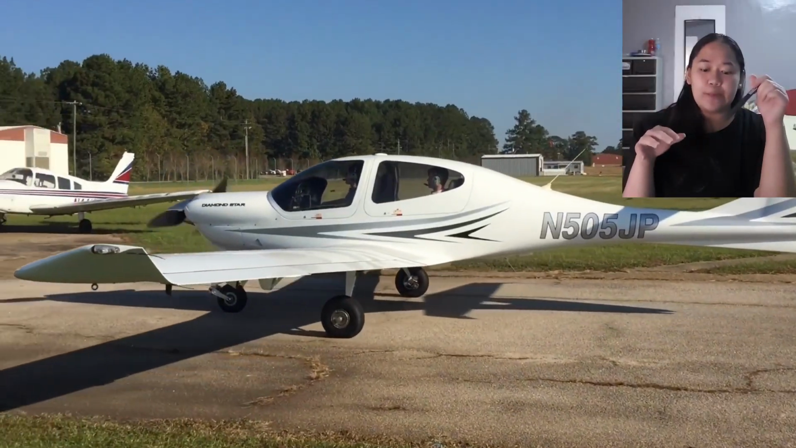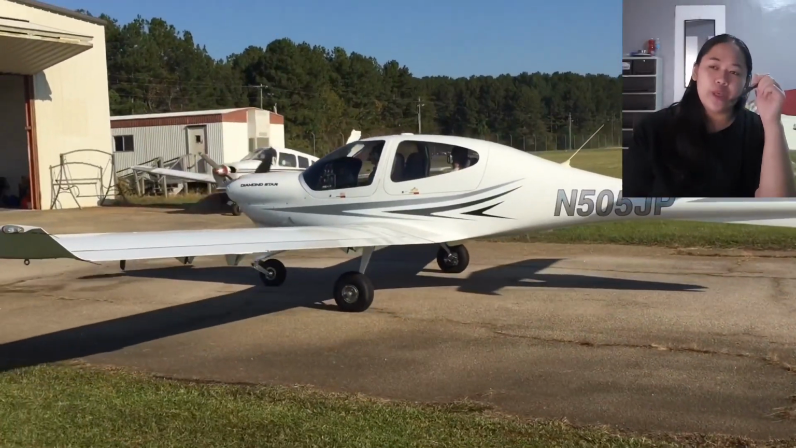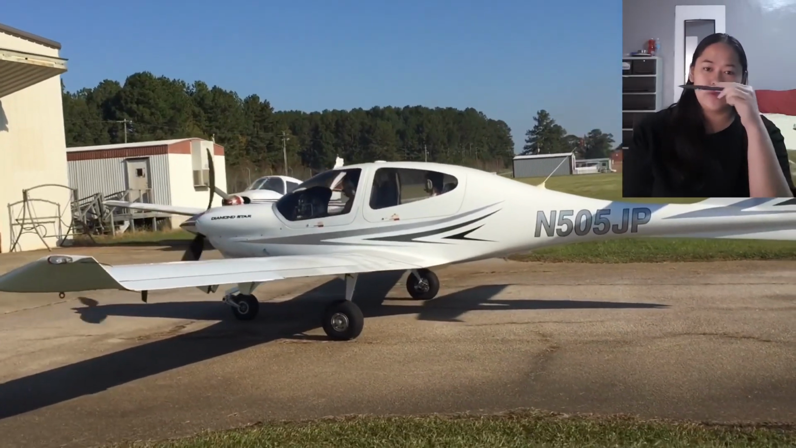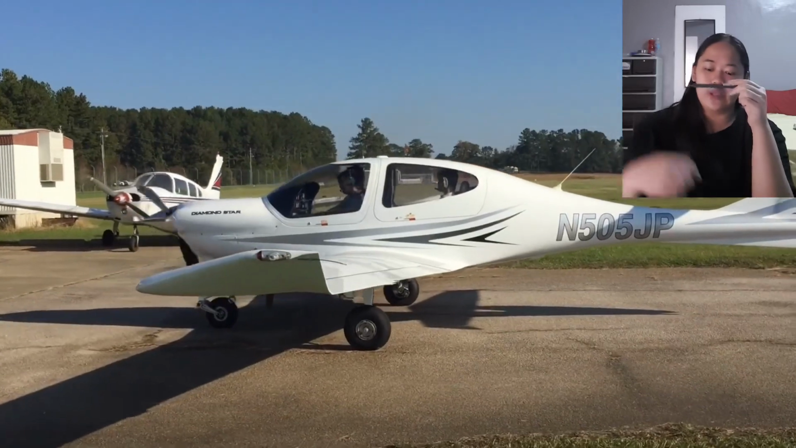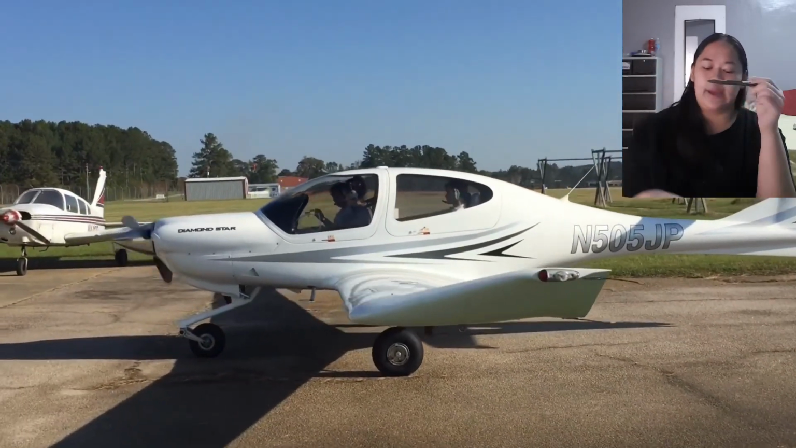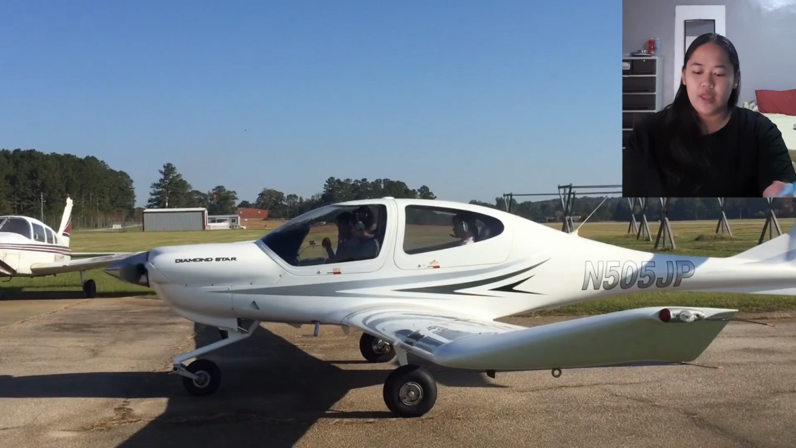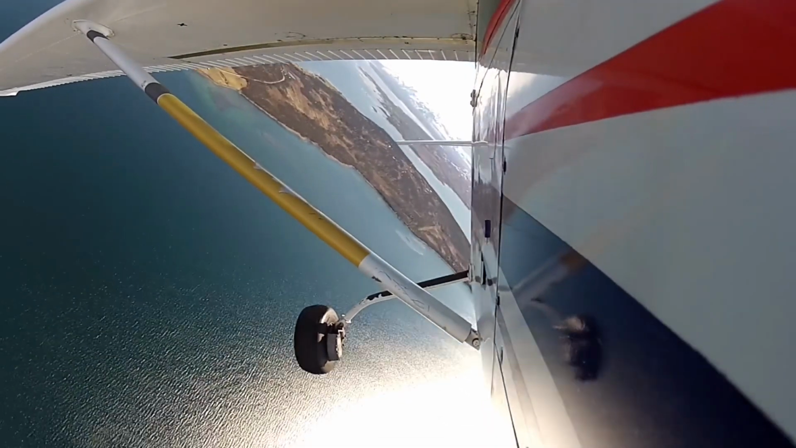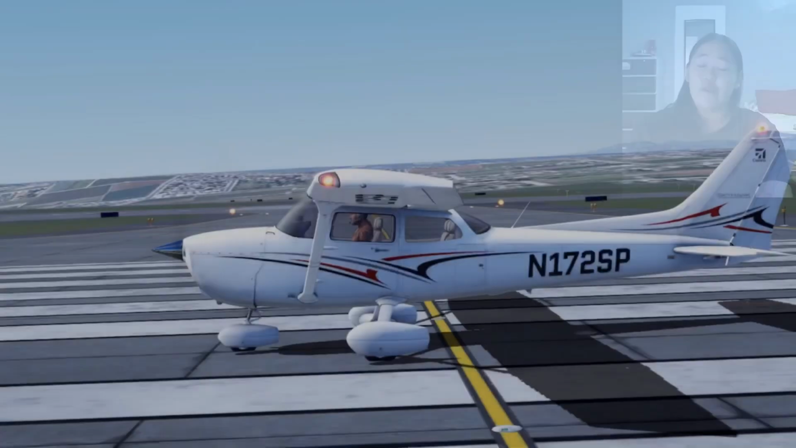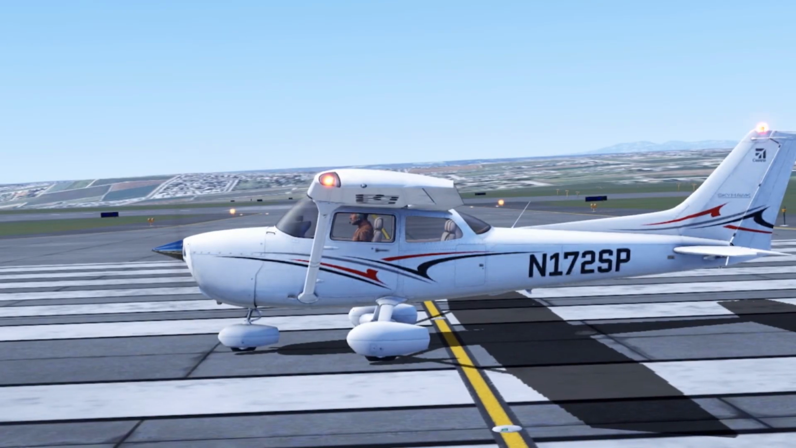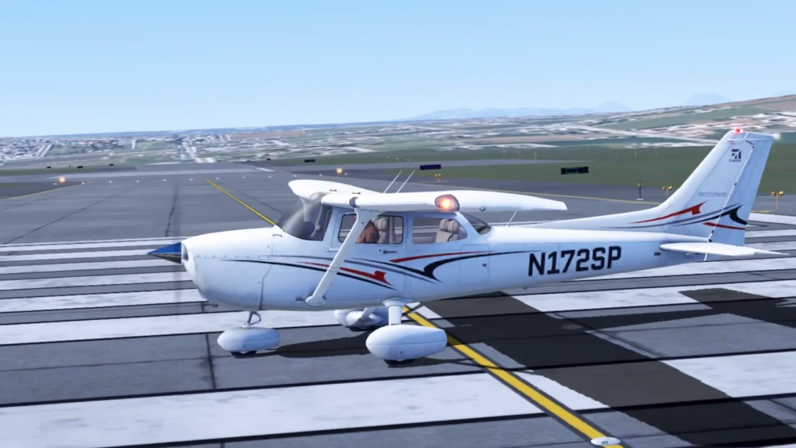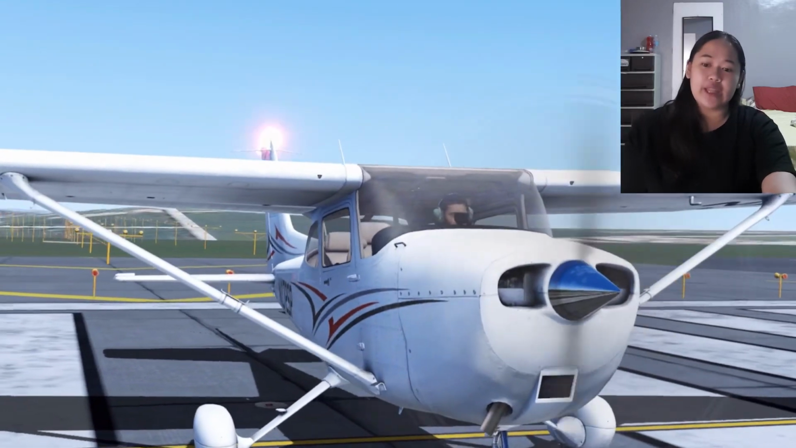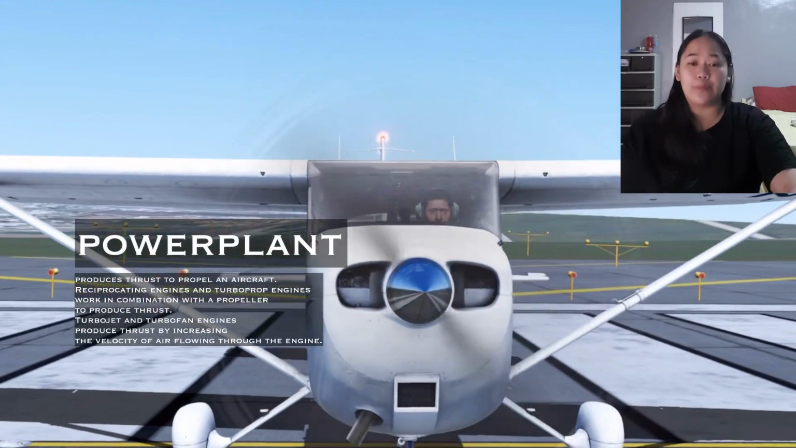Pag tricycle gear naman, isang wheel sa nose and then dalawang wheels sa likod. Yun, yung dalawang main wheel nasa likod and then yung nose wheel nasa harap. Yun yung tricycle gear. What are the classifications naman ng mga landing gears? So, meron tayong fixed and retractable. Sa Cessna 152, 172, fixed yun. Sa Aztec, Seminole, retractable.